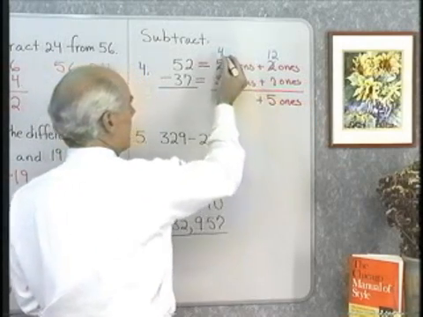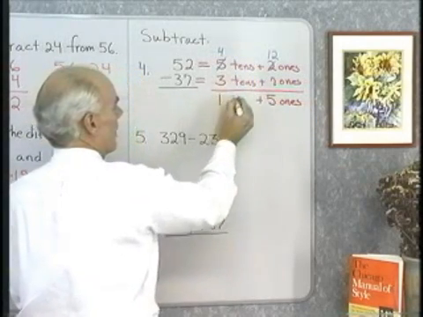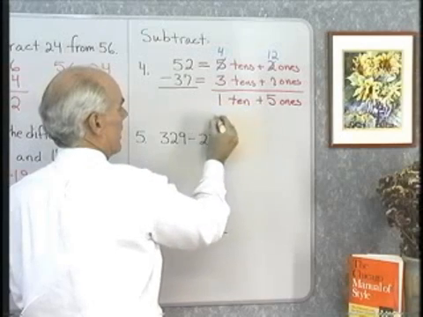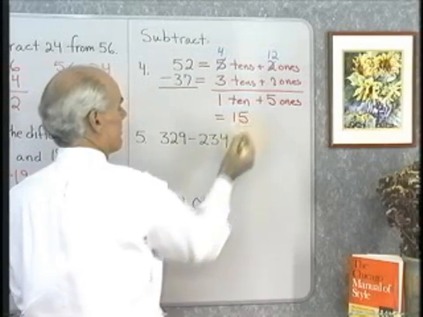And then over here, 4 subtract 3 is 1 ten. So that answer is 15.